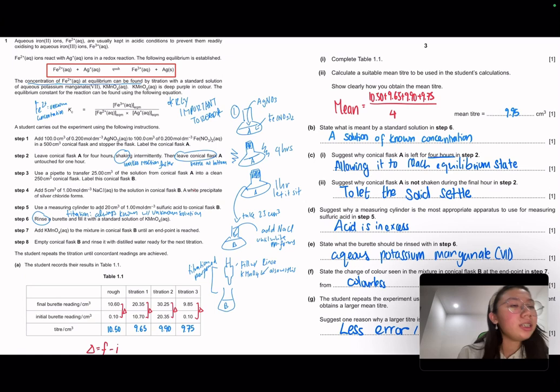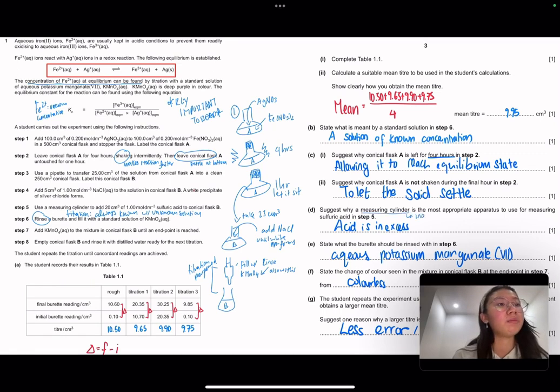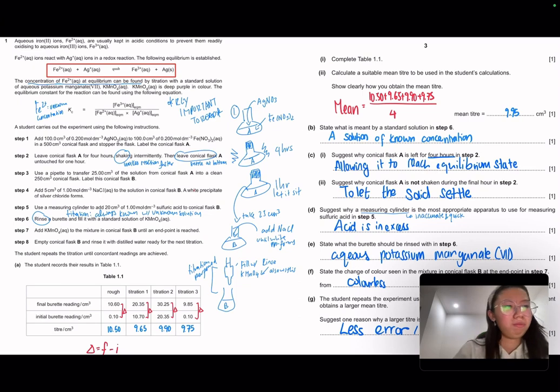Alright. D. Again, they're also asking the same thing, for why is the measuring cylinder the most appropriate. Again, acid is in excess, and the measuring cylinder is not very accurate, but it's quick and efficient. That's why it's the most appropriate one, because at the end of the day, it's already in excess. Doesn't matter about the accuracy.